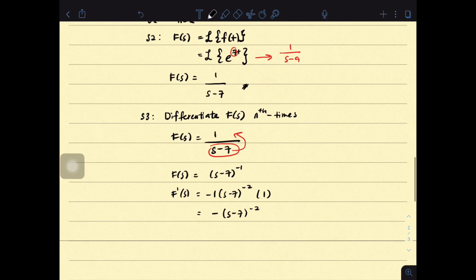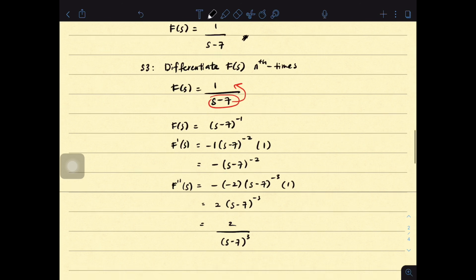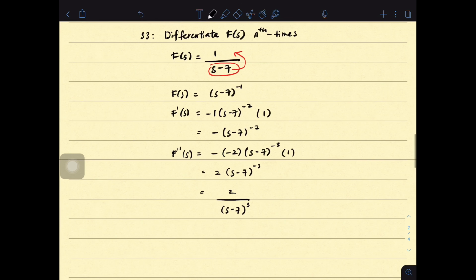We need to differentiate two times, therefore we do the differentiation process again. So F double prime of s is equal to negative times negative 2 times (s minus 7) to the power of negative 3, times 1. Therefore you have 2 times (s minus 7) to the power of negative 3, or you can bring it down: 2 over (s minus 7) to the power of 3 as your F double prime of s. So you are done with step number 3.